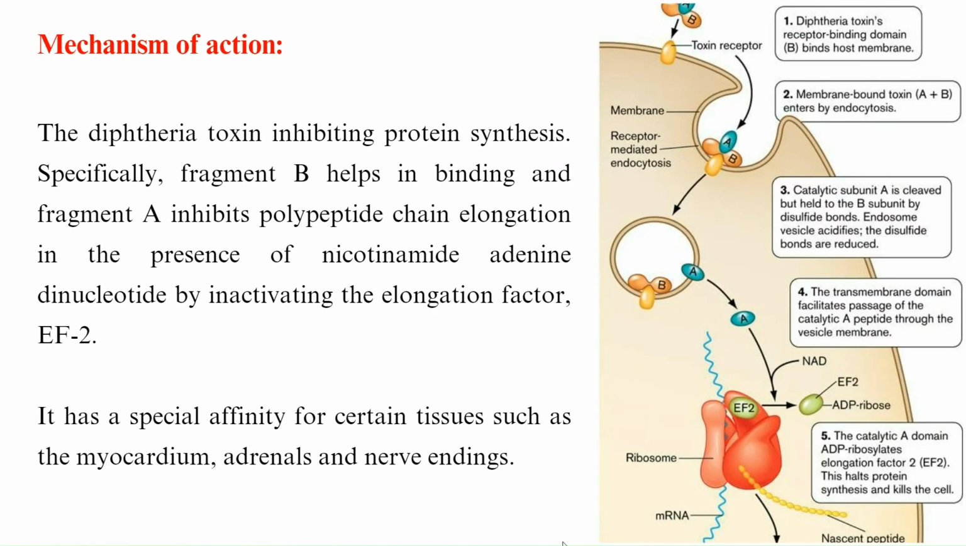Mechanism of action. The diphtheria toxin inhibits protein synthesis. Specifically, fragment B helps in binding, and fragment A inhibits polypeptide chain elongation in the presence of nicotinamide adenine dinucleotide by inactivating the elongation factor, EF2. It has a special affinity for certain tissues such as the myocardium, adrenals, and nerve endings.